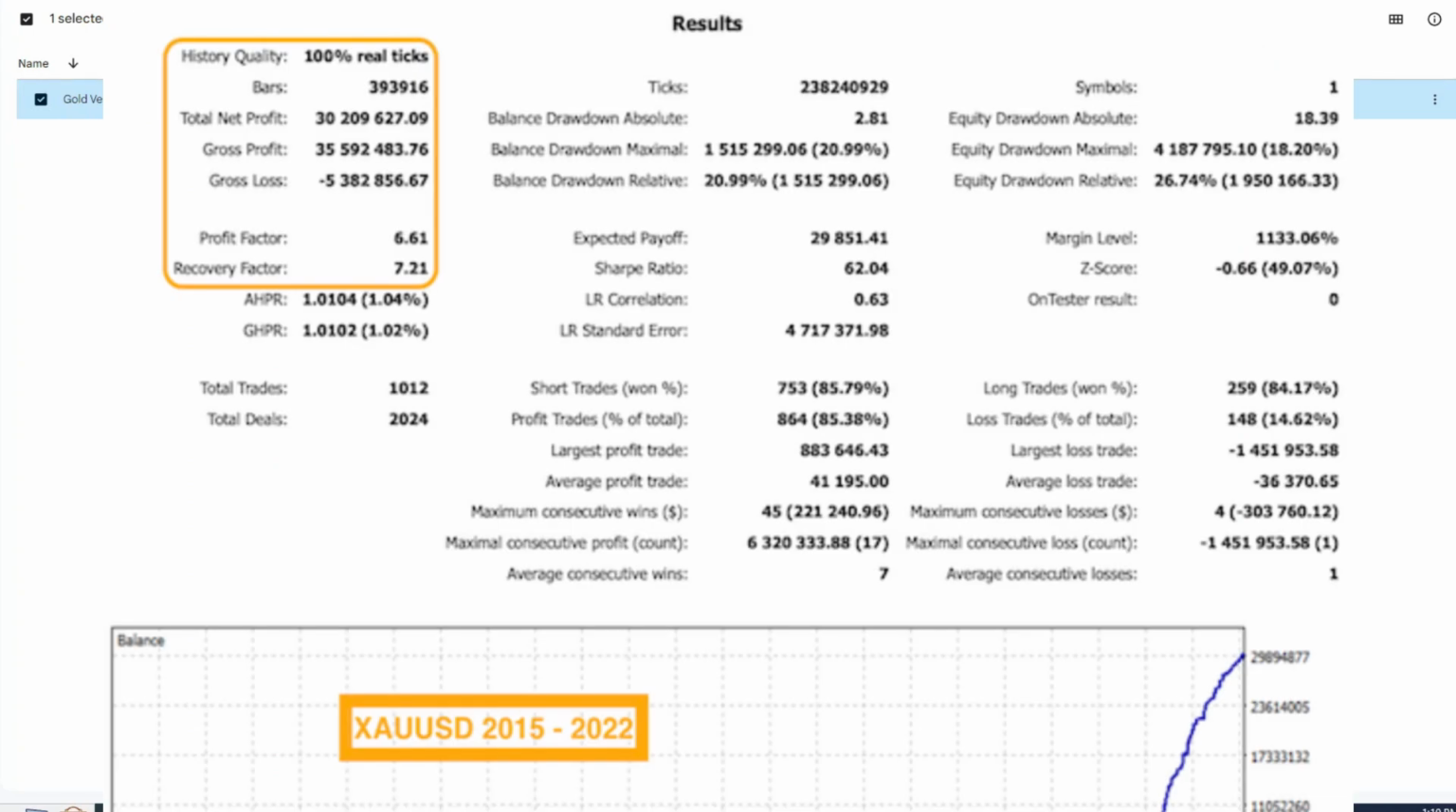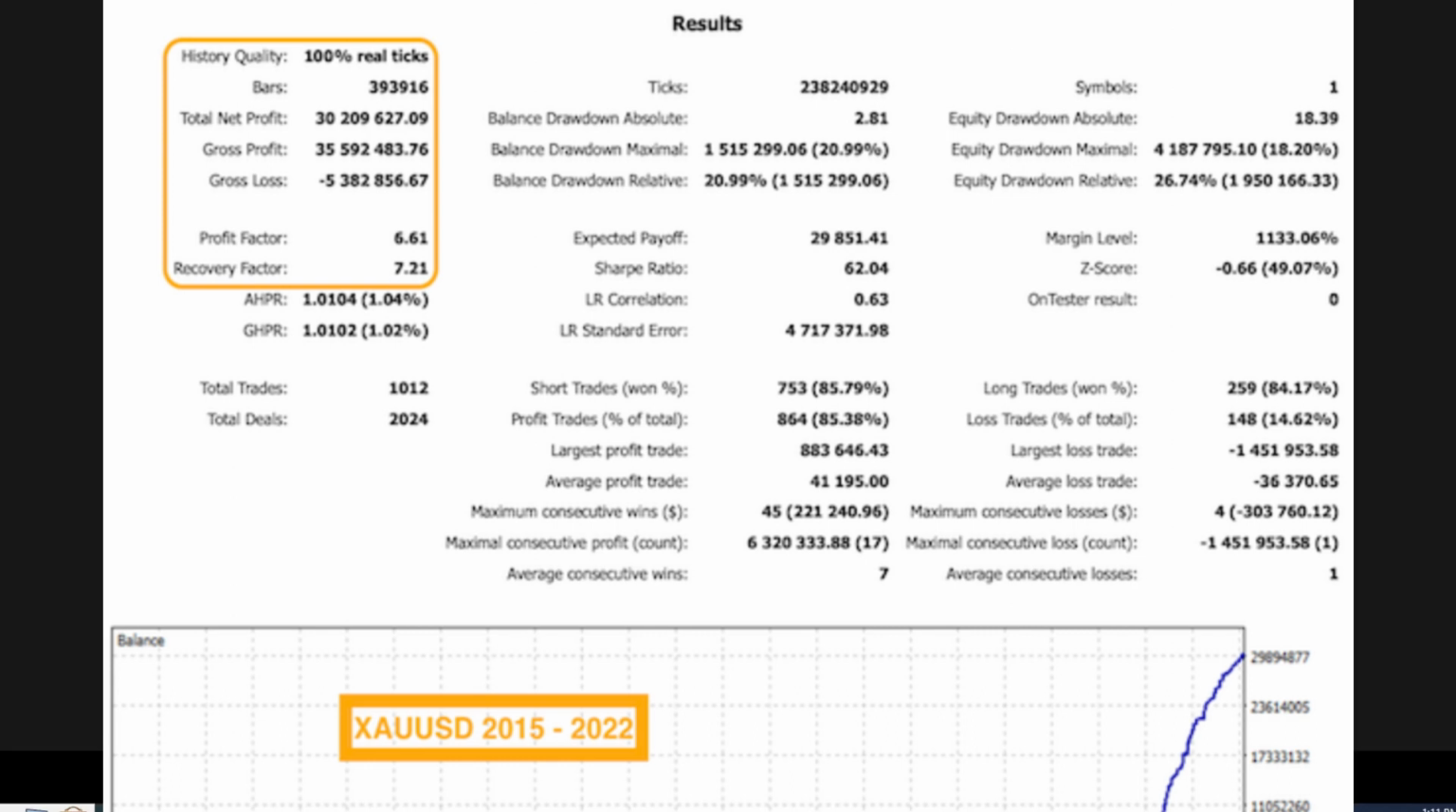I will also show you the backtest results with 100% quality. I'd include a screenshot of the backtest results from the Gold Veritas developer. The profit obtained from the backtest is $30,209,627. These were backtest results from 2015 to 2022.